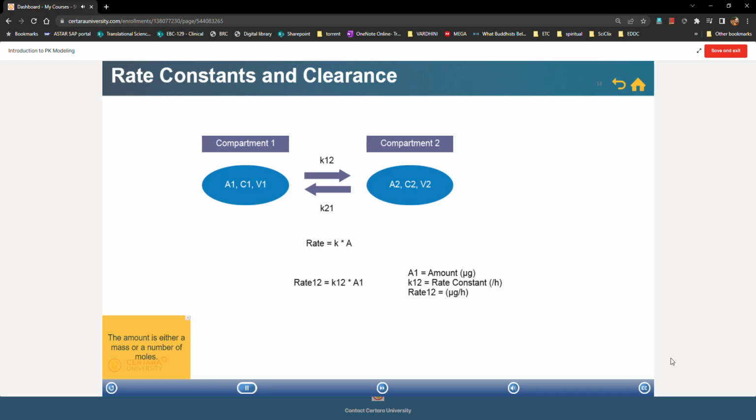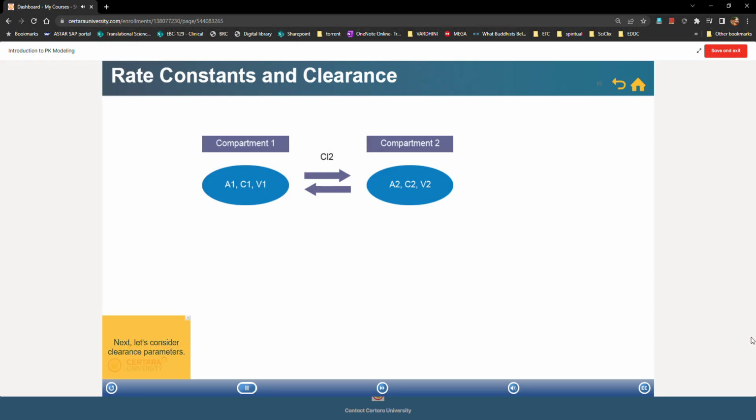The amount is either a mass or a number of moles. The rate constant has units of inverse time, and the resulting rate has units of mass per time, in this case micrograms per hour. The rate of the reverse transport from right to left is given by the rate constant K21 times the amount in A2, which is where the drug originated. Click Next to continue.